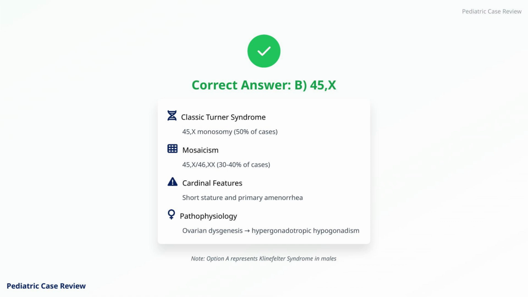This represents classic Turner syndrome, found in approximately 50% of cases. Mosaicism patterns like 45X/46XX occur in 30 to 40%. Short stature and primary amenorrhea are cardinal features resulting from ovarian dysgenesis, which leads to hypergonadotropic hypogonadism. Option A represents Klinefelter syndrome in males.